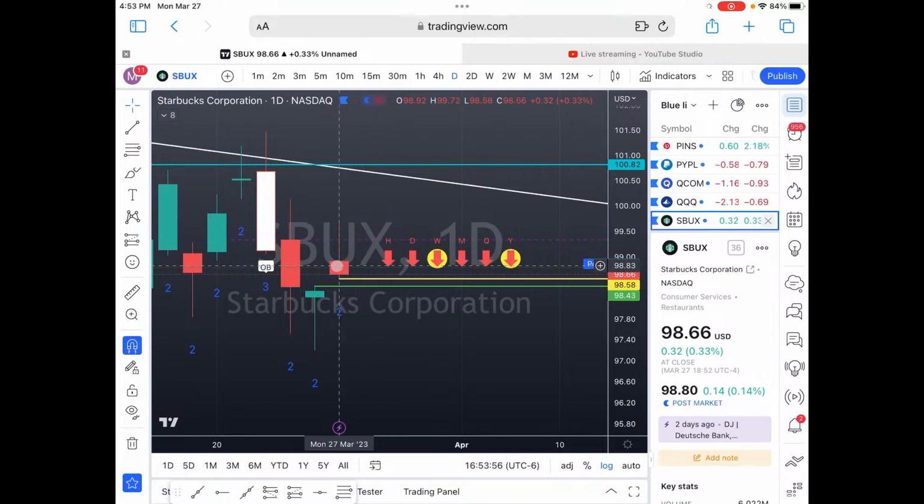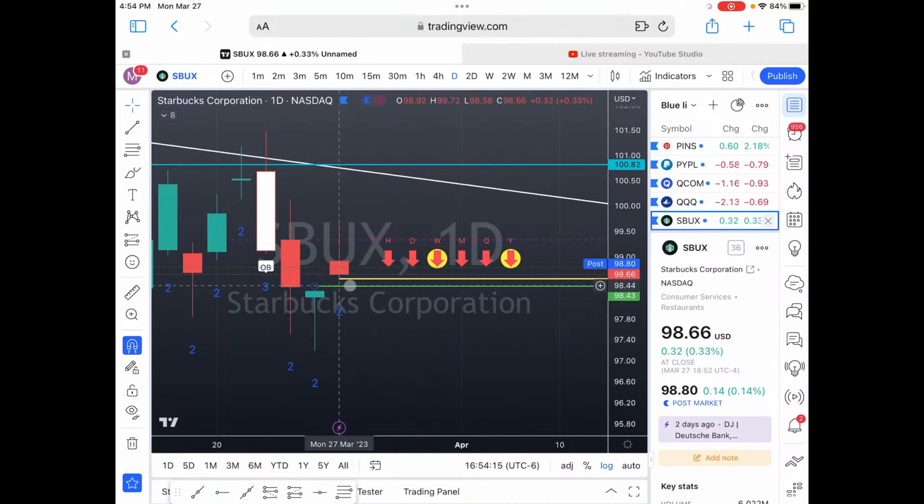So a shooter candle is what you see right here. We have this body and then a wick that's at least 2 times the size of that body. A hammer candle is just the opposite, where we have the body at the top and the wick to the bottom is at least 2 times the size of the body. And then an inside bar, we've talked about that. You guys know what the inside bars are.